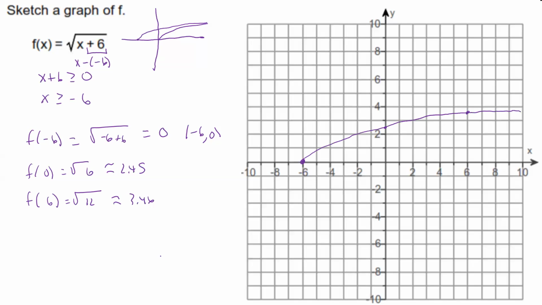Okay. So that's what it is. But what we can do is if we recognize the square root, that's the first one here, and then we have this plus 6, that's going to be x minus a negative 6. We move it left 6 points, and we have the square root graph again. All right, let's stop there and we'll come back for some more.